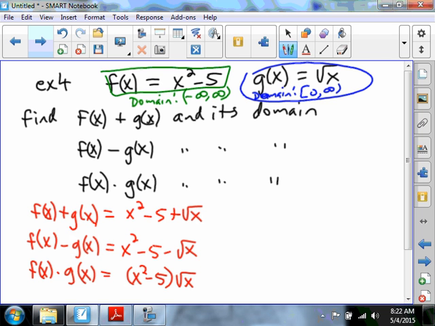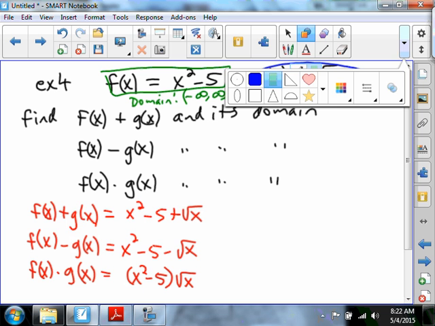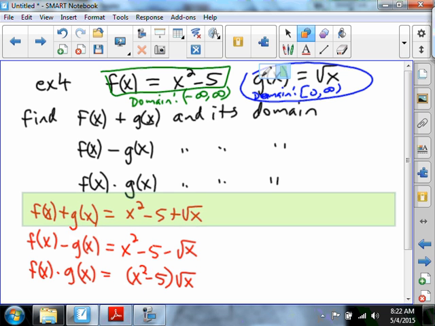Let's think about this. With domain, sometimes it's easier to think about what x can't be than what x can be. With domain, sometimes it's easier to think about what x isn't allowed to be rather than what x is allowed to be. So let's go to each of these functions, starting with the sum function. What's the domain of that sum function going to be? It's not going to be negative infinity to infinity.